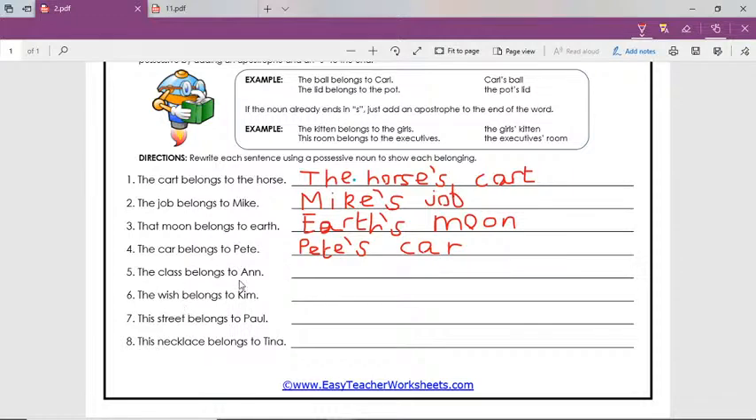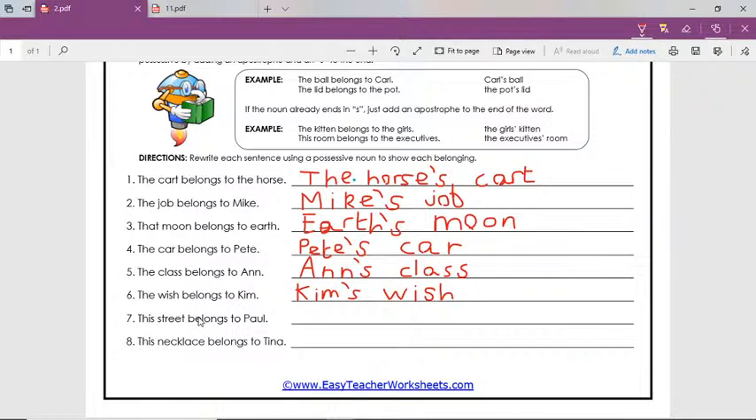Question 5. The class belongs to Anne. Another name, so we're going to start with Anne, and then we're going to use the apostrophe S again. Anne's class. Dead straightforward. So we're all following the same rule here, it's fairly straightforward. Next question, question 6. The wish belongs to Kim, another name, and that becomes Kim's wish.